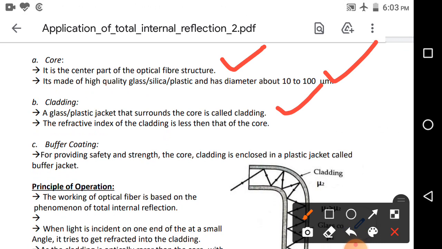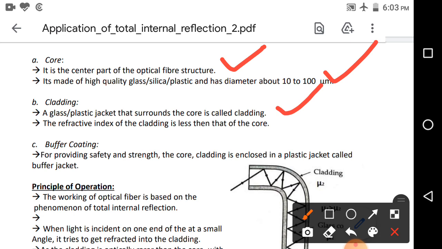Okay, so the refractive index of cladding is less than that of the core. So why is it less than that of the core? Because the light needs to travel from denser to rarer medium in order to undergo total internal reflection. That is the condition for the occurrence of total internal reflection. The light needs to travel from denser to rarer medium, so the cladding is made less dense than the core, or the cladding is made rarer as compared to the core material.